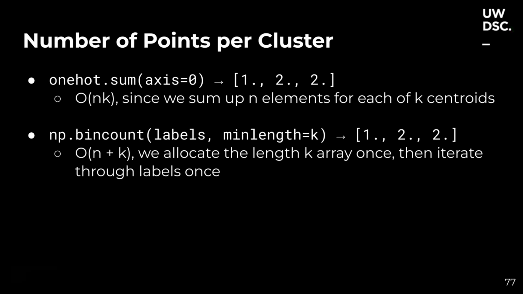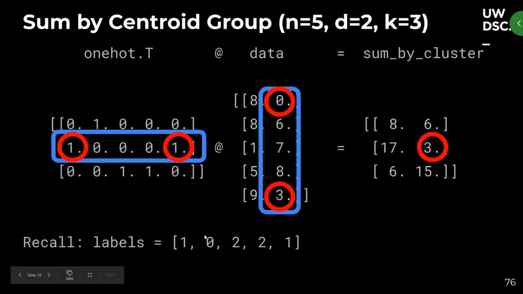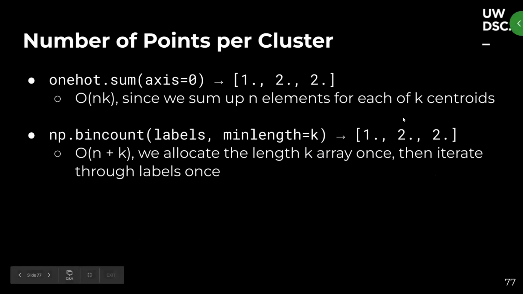But really, this takes n times k work, right? We have this huge n by k matrix that we're taking a sum of, so the total work is larger than what we need. Instead, we're going to use the NumPy function bincount. This literally does a count by bins. I have a label array of integers here, and we know there will be k different bins because there will be k different centroids. We literally count: the first element's a 1, so it counts 1 for 1. Then 1 for 0, 1 for 2. Now there's 2 for 2, and now there's 2 for 1. So we construct this very quickly, and the time complexity ends up being n plus k, because we iterate through the label array once and allocate the final result array once.